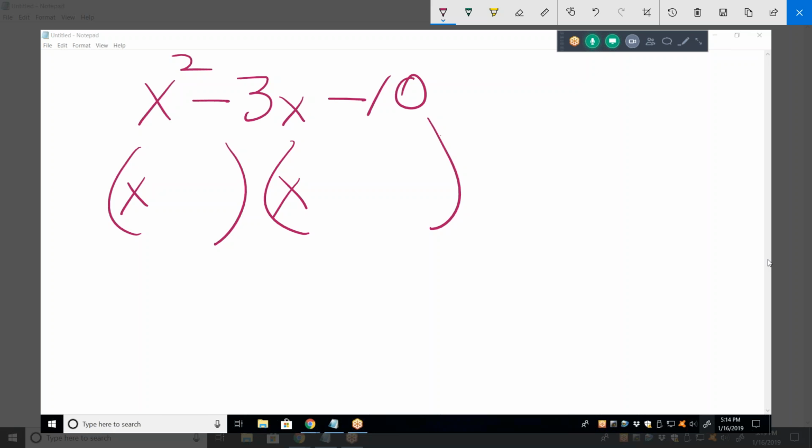Is it plus? One's got to be plus, one's got to be minus. Notice that I would not be able to produce a minus 10 if they were both the same. If they were both plus or both minus, that would be a plus something. So this is a key step when you're factoring: immediately look at that. That tells you what your signs are going to be in general.